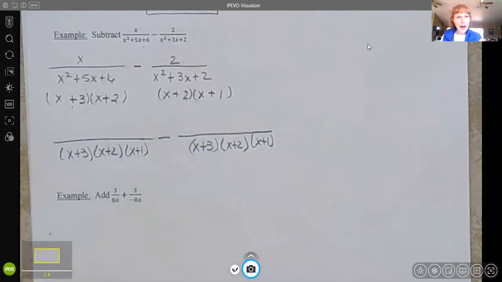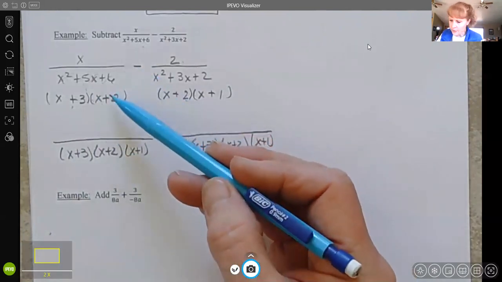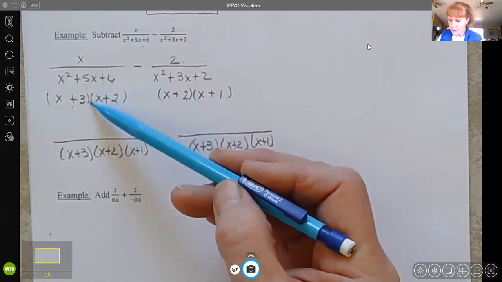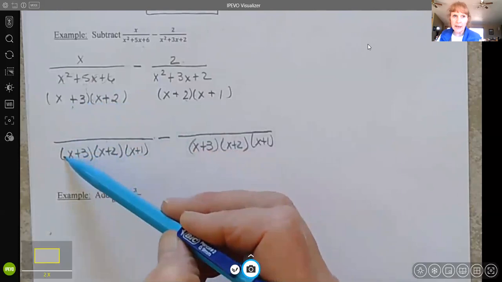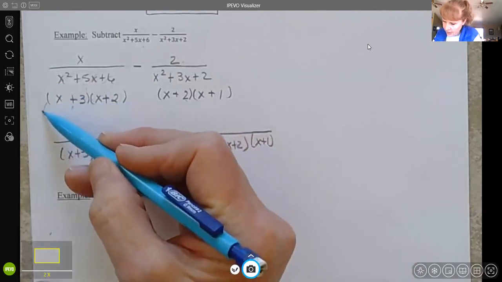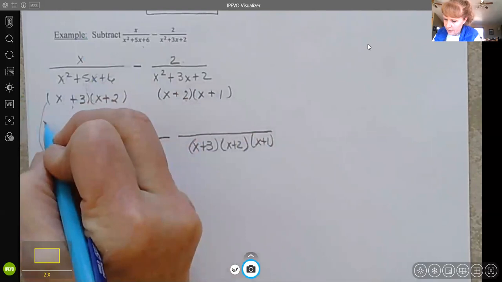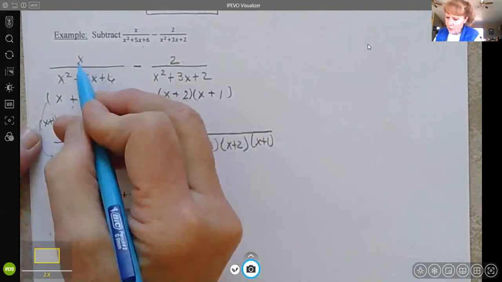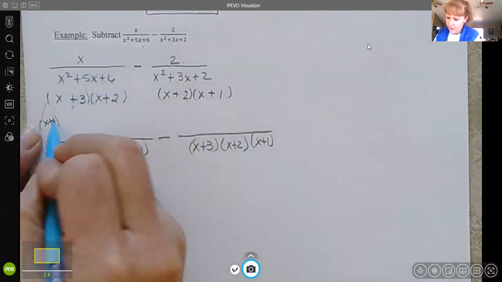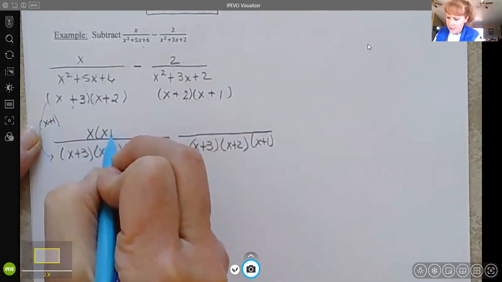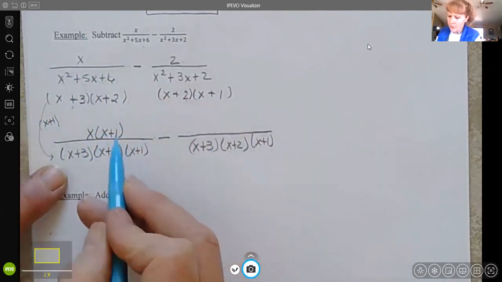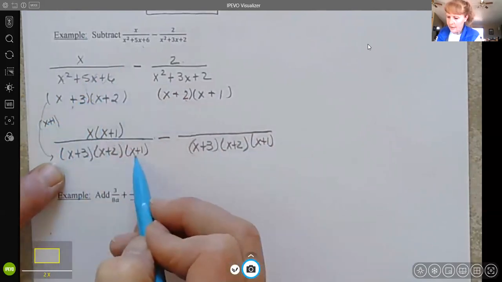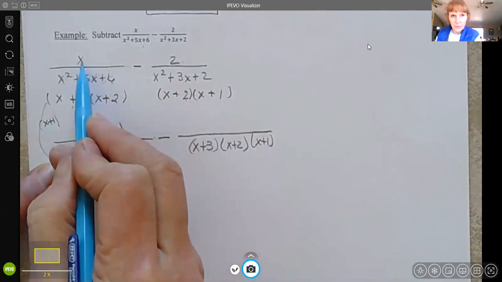Okay, let's look at our first fraction. Let's write an equivalent for this first fraction. In order to go from x plus 3 times x plus 2 to this one, I'm missing an x plus 1. That's what I multiply by. That means I have to take the numerator times that same thing. So x times x plus 1. Whatever you're missing, that's what you have to multiply your numerator by.